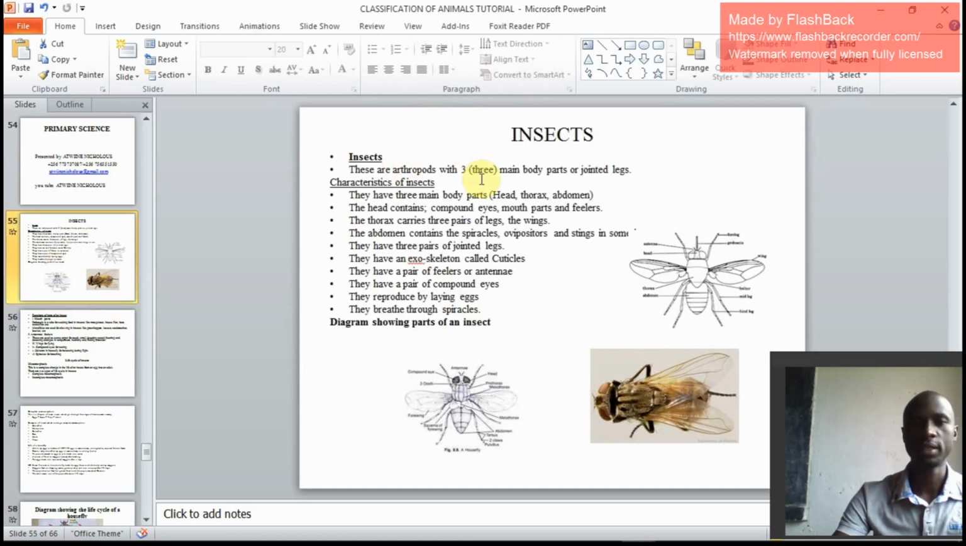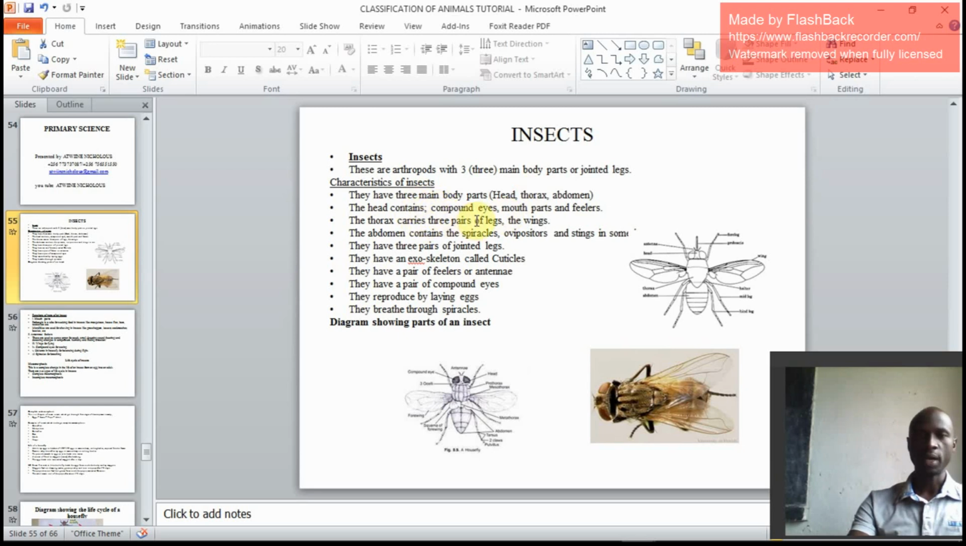And insects are arthropods with 3 main body parts, and 3 pairs of jointed legs. Those are insects. When we look at characteristics, they have 3 main body parts, that is head, thorax, abdomen. Unlike arachnids that possess 2 body parts, because we have seen that for them, they have cephalothorax and abdomen. But insects have head, thorax, and abdomen.